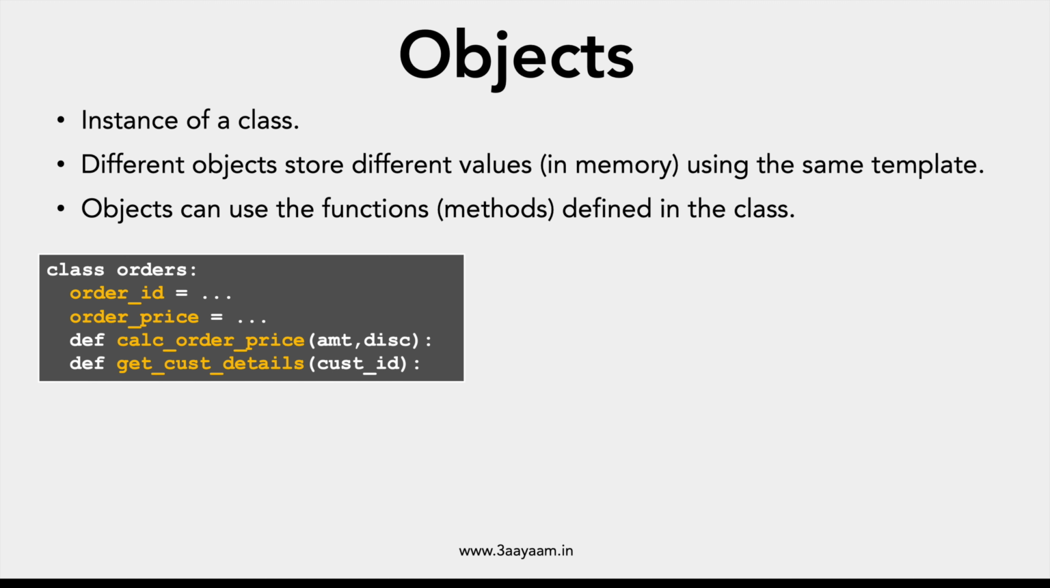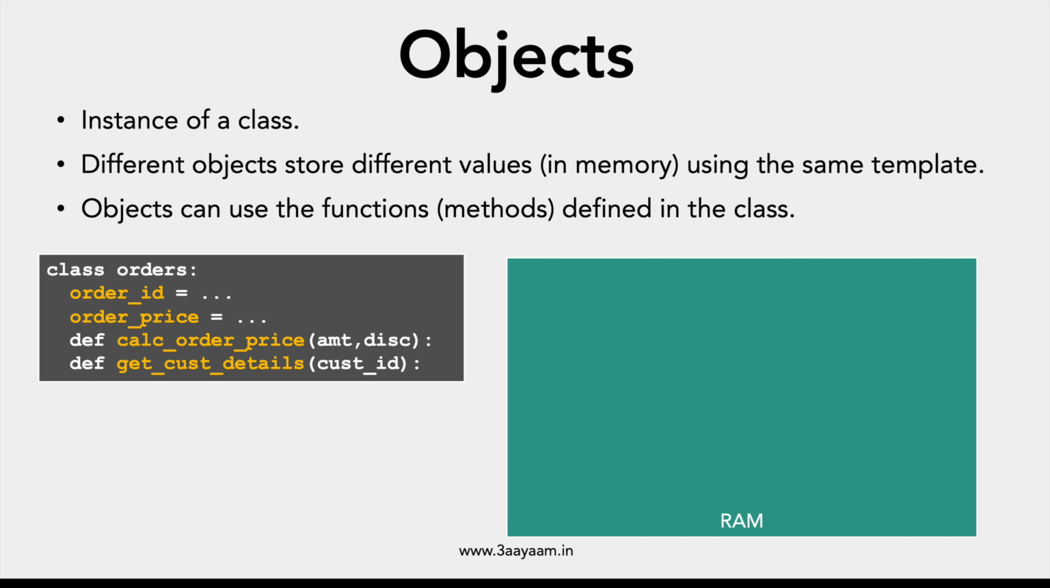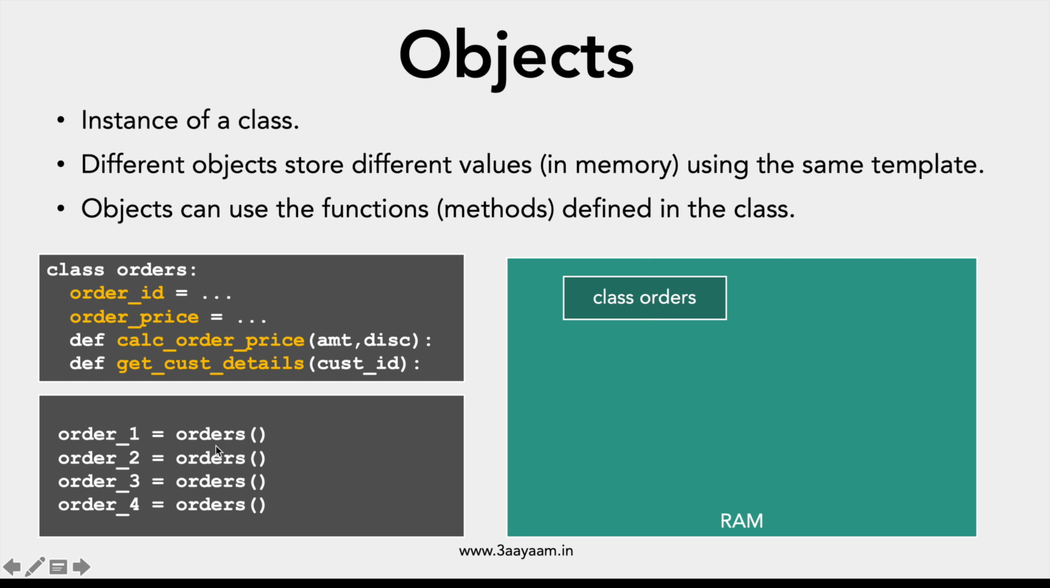Now how would it play out in memory? Let's say this is the RAM, and the class orders itself takes some amount of memory, not too much, because it has to store the definition. The definition or the template has to be stored somewhere. That's why, in the program memory, the RAM being used by this particular program, some amount of memory is taken by the class itself. And this is how we create an object of the orders class: orders, open bracket, close bracket. So order 1 is an instance of the orders class.